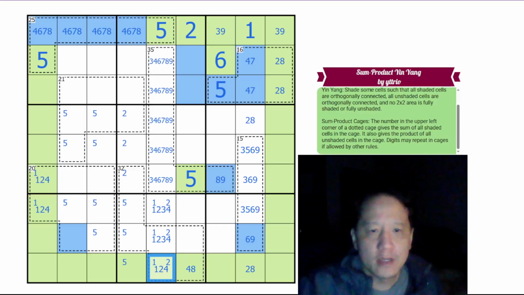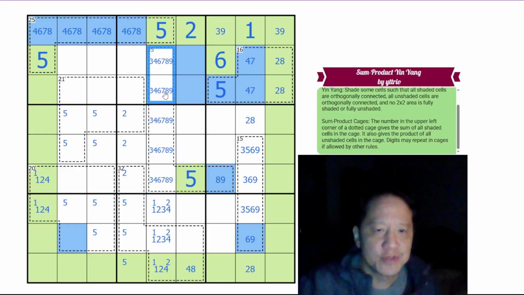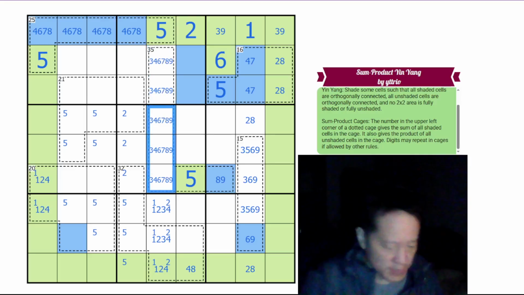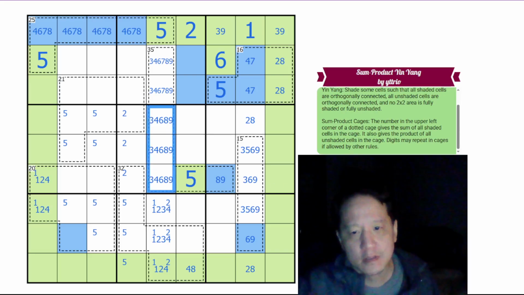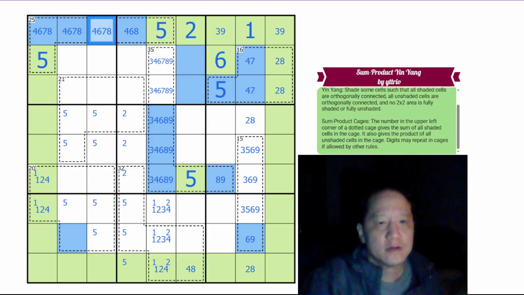Okay. In this 35 cage, both of these cannot be blue, because then we'd have a 2x2 area that's all blue. So one of these is green, which means one of those is a 7, which means none of these can be 7. So these are all blue here. So we've got all blue here. This is guaranteed to have a green, and it has a 7. So this can't be 7 here.